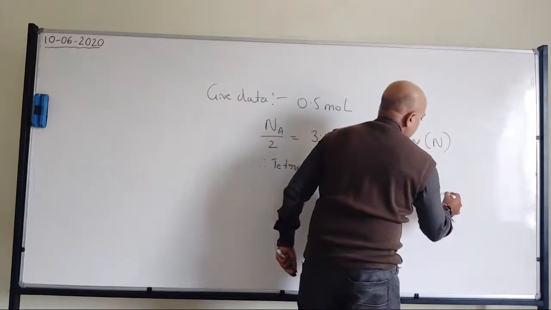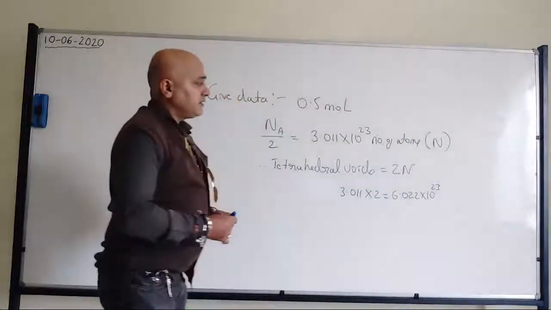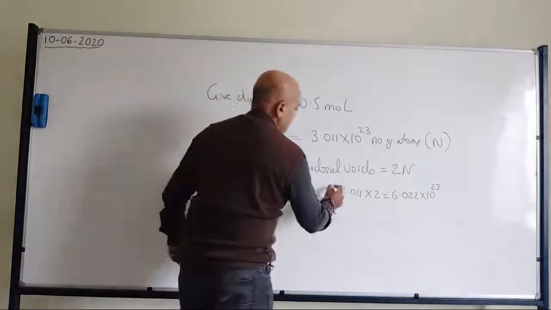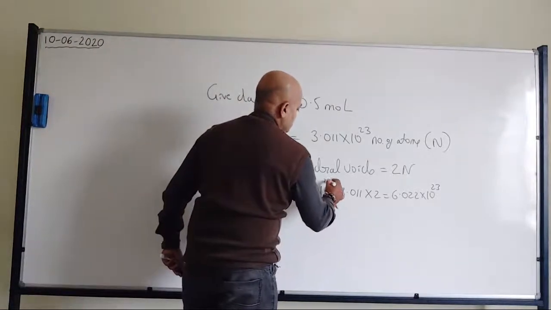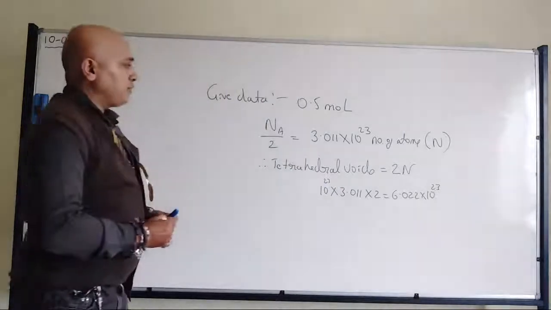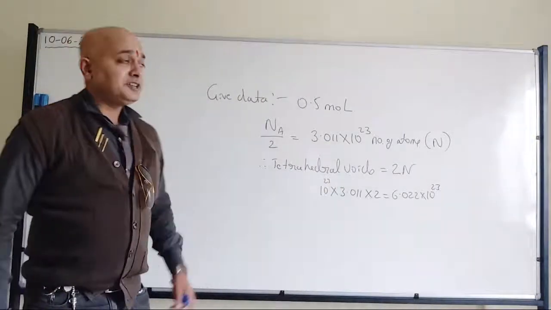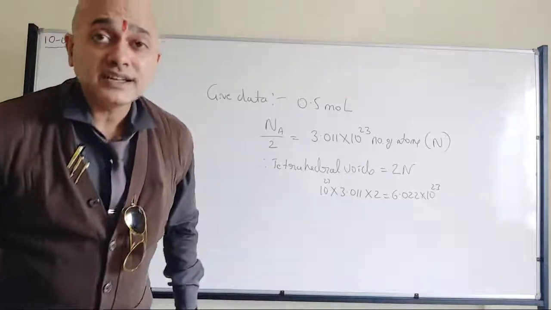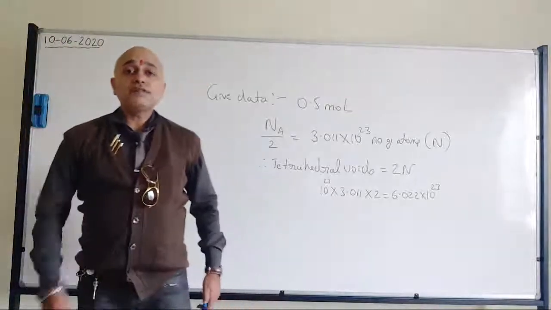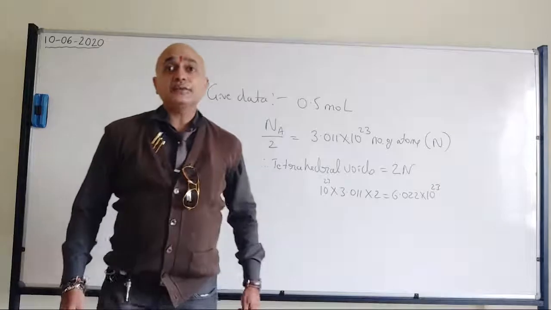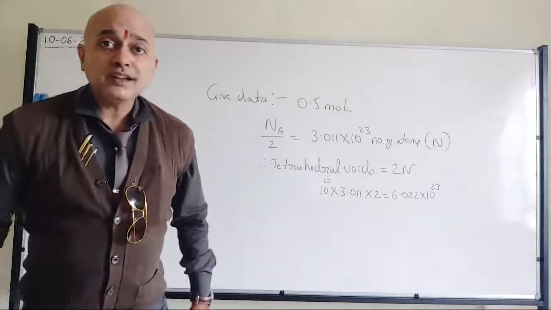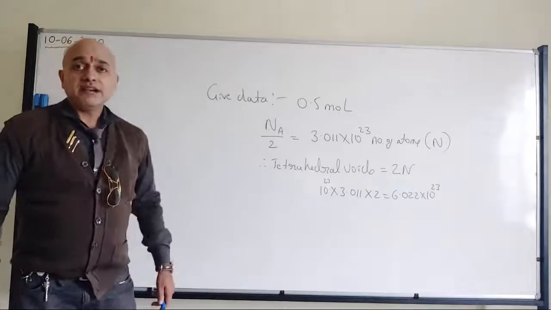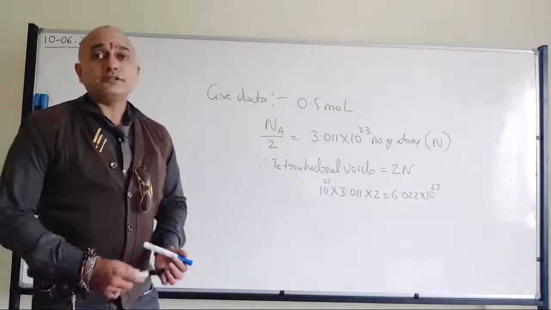That will be the total number of tetrahedral voids. That's what I get by multiplying the total number of atoms by 2. Because what is the relation? If the total number of atoms is N, then the total number of tetrahedral voids will be 2N. So that's what I have done, and I get back Avogadro's number.